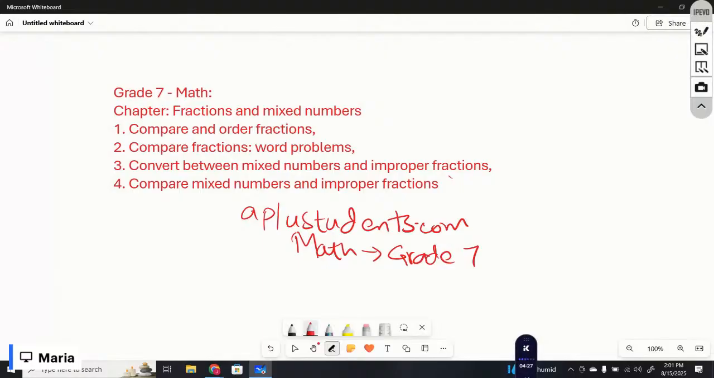The lessons we're going to cover today are compare and order fractions, compare fractions word problems, convert between mixed numbers and improper fractions, and compare mixed numbers and improper fractions. So please make sure you have your notebook and pencil so that you can note down the important examples and definitions as well.